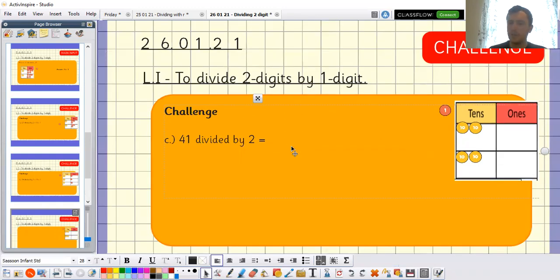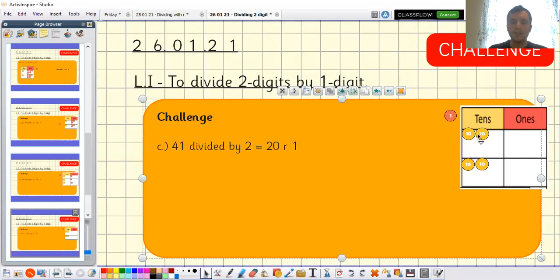So what's my answer for this one? Well, I don't know if you said it's 20, remainder 1. I've got 2 10s and 0 1s, which makes 20. I've got 1 left over, so that makes 20, remainder 1. Well done if you had a go at those challenges today, and particularly well done if you had a go at that last one where we didn't have any 1s to share and it was a bit trickier.